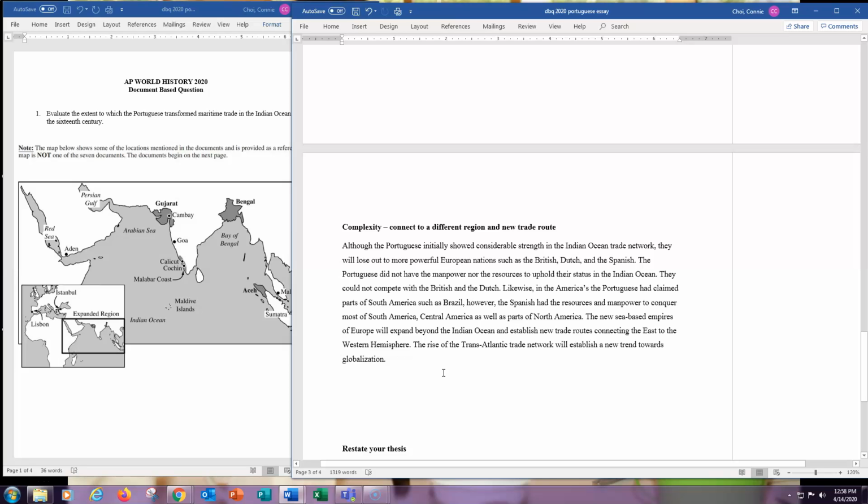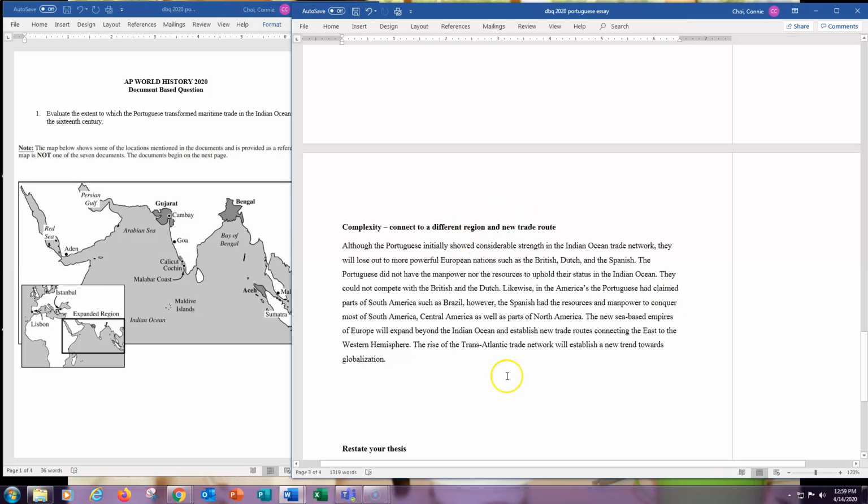Likewise, in the Americas, the Portuguese had claimed parts of South America, such as Brazil. However, the Spanish had the resources and manpower to conquer most of South America, Central America, as well as parts of North America. The new sea-based empires of Europe will expand beyond the Indian Ocean and establish new trade routes, connecting the East to the Western Hemisphere. The rise of the transatlantic trade network will establish a new trend towards globalization.